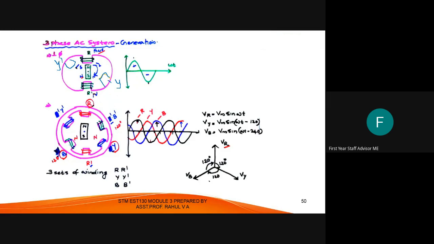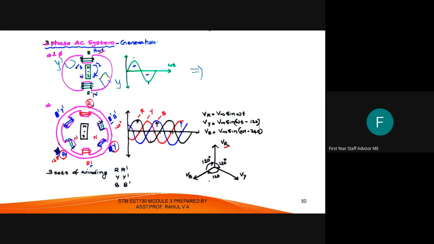So what happens when this magnet rotates? Flux linkage with Y will change, and EMF will be induced in the Y winding. But there is a slight difference when you compare the EMF induced in the Y winding and the R winding. It is the difference in phase due to the 120-degree gap between R and Y. There is a 120-degree gap between R and Y. So because of that gap, there will be a change in induced EMF.